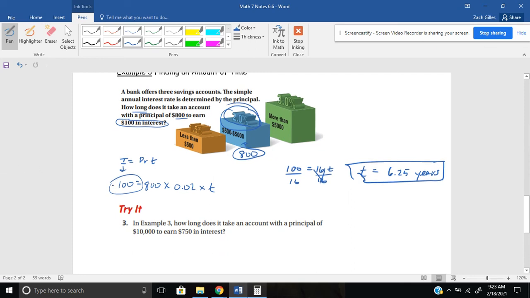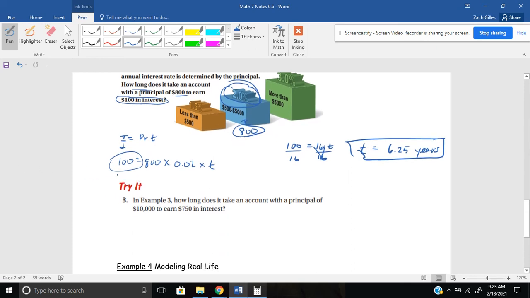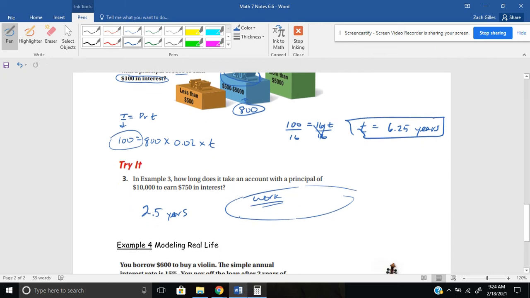Okay, very similar to this problem. Go ahead and try it. For example 3, please pause the video now. For time's sake, I'm just going to give you guys the answer here. You should come up with 2.5 years, but I should see your work on your skeleton notes. Okay, so make sure that you've taken the time and you've worked out this problem. It's good practice.